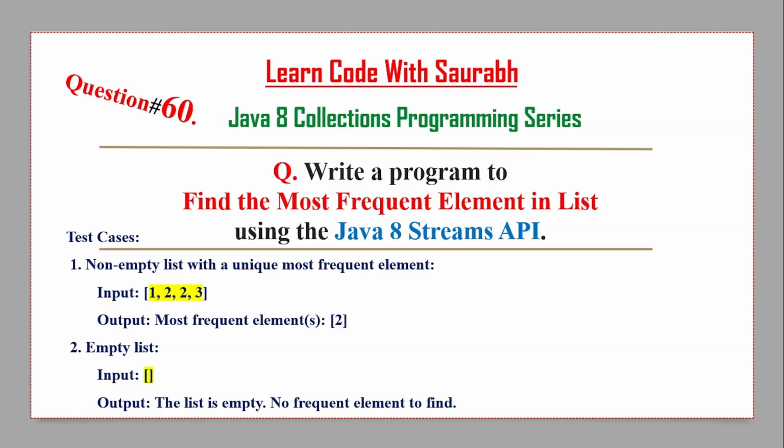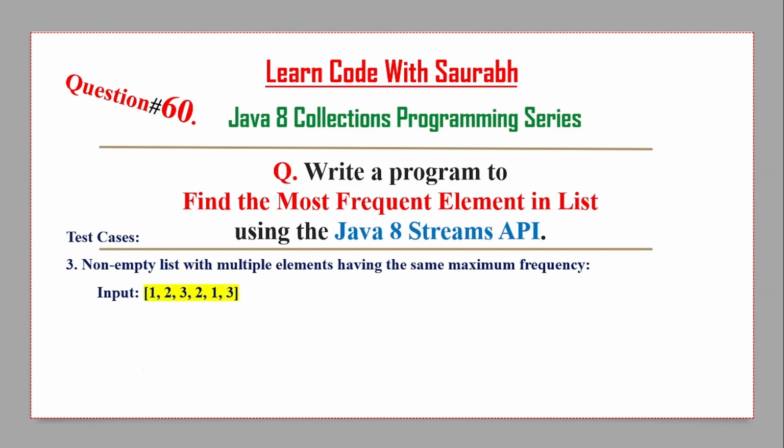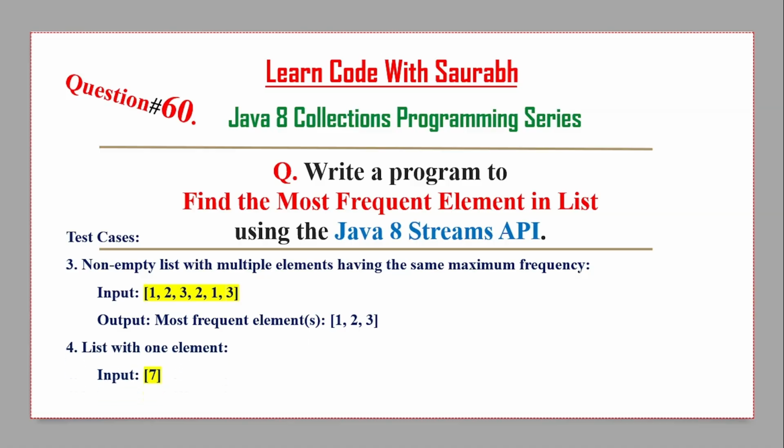So in this program, we need to put validation here. And whenever we have a non-empty list with multiple elements having the same maximum frequency, so in the sample input you can see 1 2 3 2 1 3. The frequency is the same, so that time we will get most frequent element 1 2 3, because all appear twice. And whenever we have only one element in a list, we will get that element, so the most frequent element is whatever the element is. Friends, now I'm going to write the class, and I will implement the logic for how we will get all these cases.